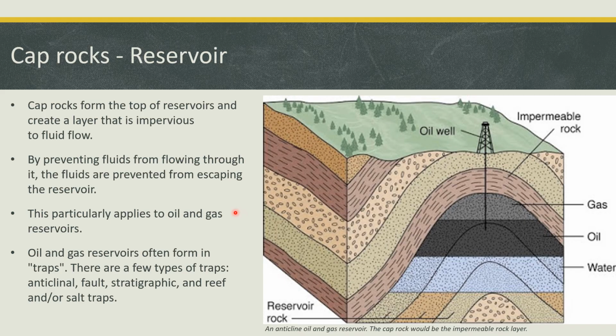Like I said, you might have studied in earlier units, oil and gas are found in reservoirs which are usually called traps, which we will discuss in our next topic. There are a few sets of traps. We have anticlinal, fault, stratigraphic, reef, or salt traps, which will be discussed in our next topics. So in the context of a reservoir, the cap rocks seal the oil and gas. The cap rocks form a sealing rock.